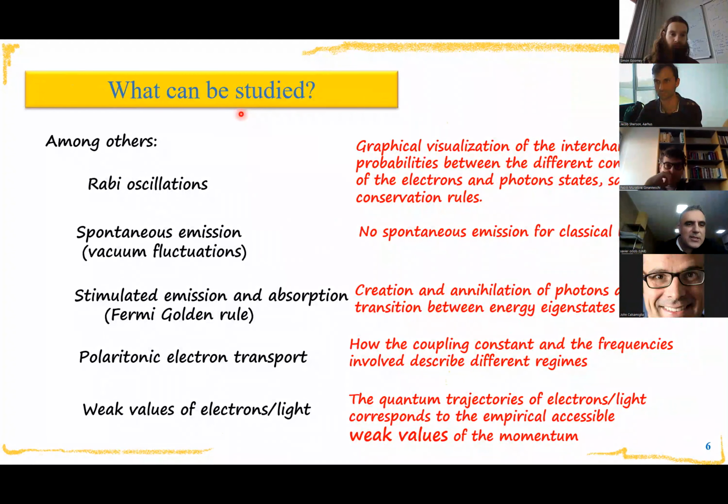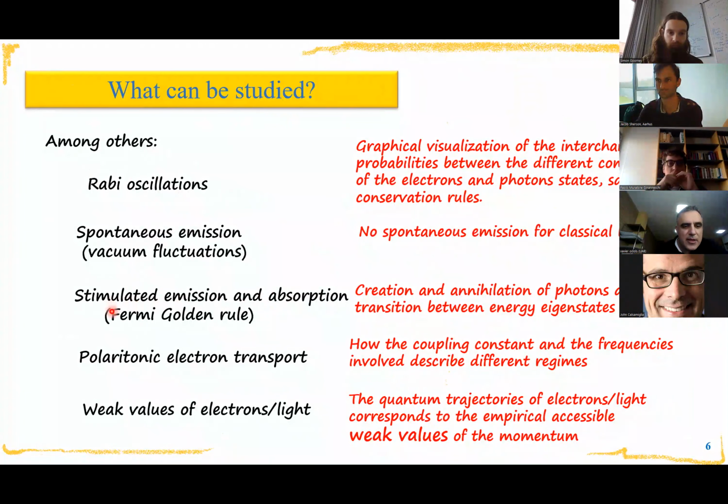And so what can be studied? One thing that can be studied is Rabi oscillation, where you see some interchange of probability between electron and photon states. Also spontaneous emission. You can also try to discuss spontaneous emission with your classical models to see what happens.